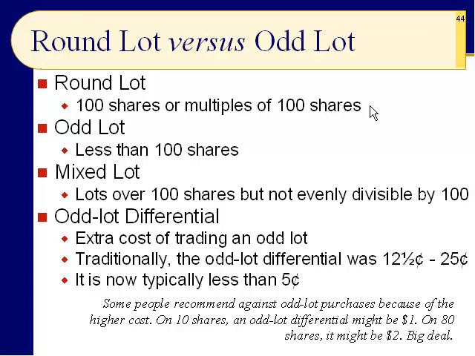So they would charge you extra money for the odd lot, and it's called the odd lot differential. And it used to be, I know it's going to be hard to believe, 12.5 cents to 25 cents. Yeah, don't ask. But they used to trade in eighths. But not anymore, folks. Now it's less than 5 cents, maybe a penny, 2 pennies. So don't worry about it. On 80 shares, you might be talking about 40 cents or $2. It's not a big deal.